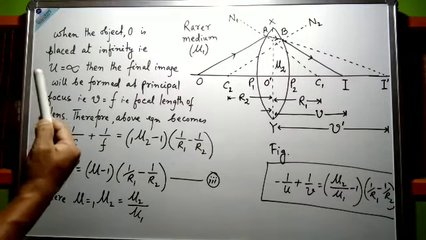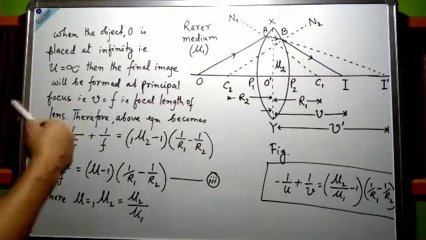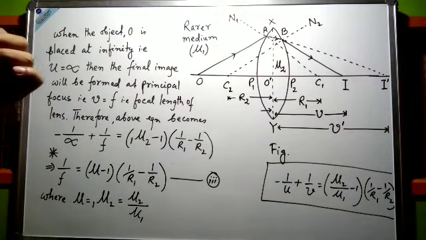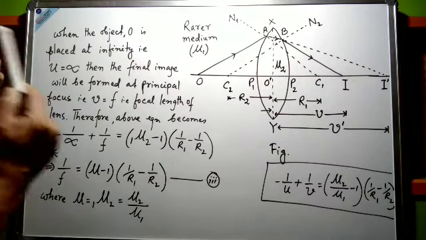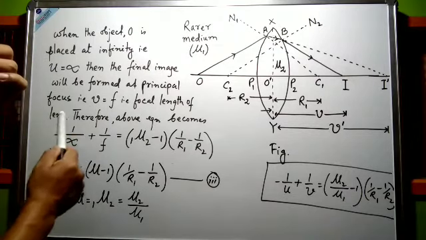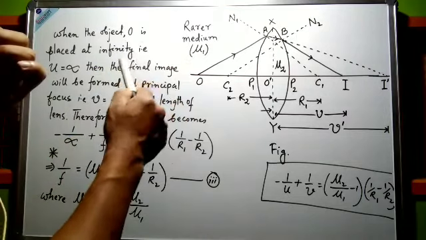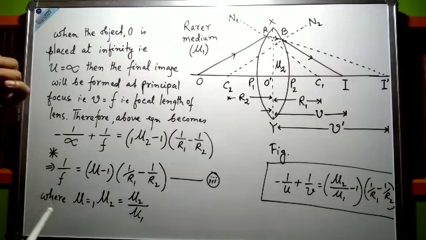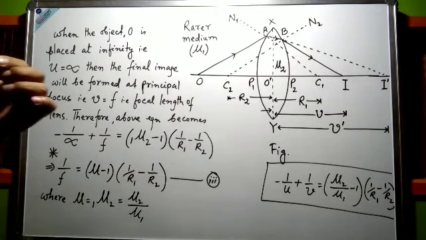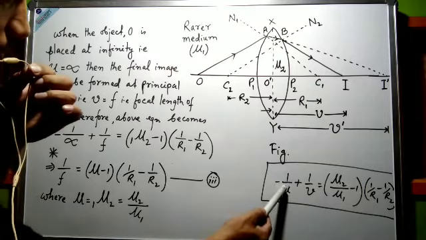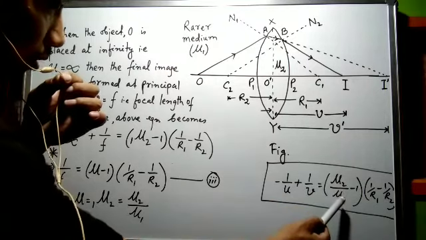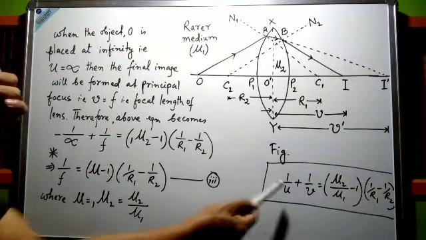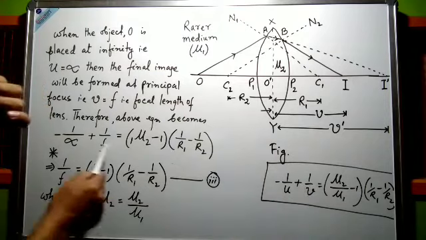The point object is at infinity from the lens, so the image is formed at the principal focus. Hence the image distance v is the focal length, the distance of the image from the optical center. So small f is the focal length of the lens. In the direct formula, minus 1 by u plus 1 by v equal to mu 2 by mu 1 minus 1 by R1 minus 1 by R2, we put u equal to infinity and v equal to f.